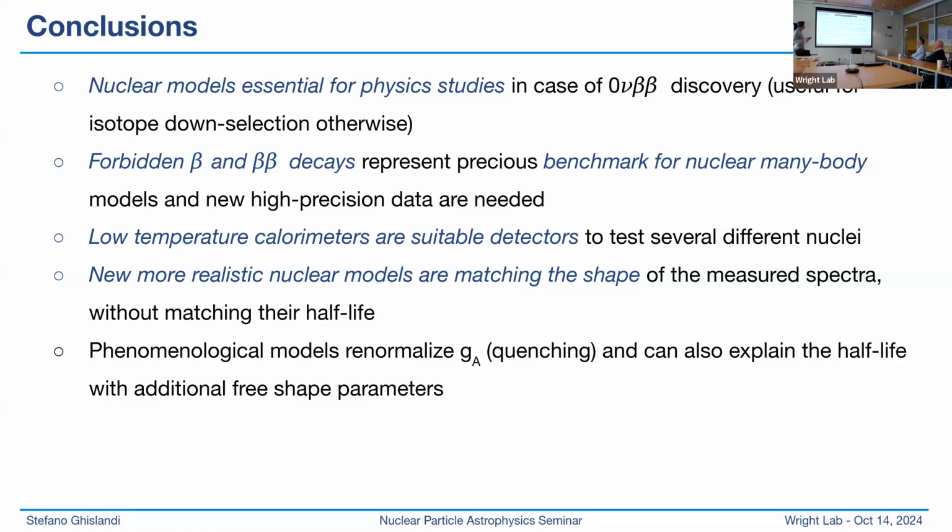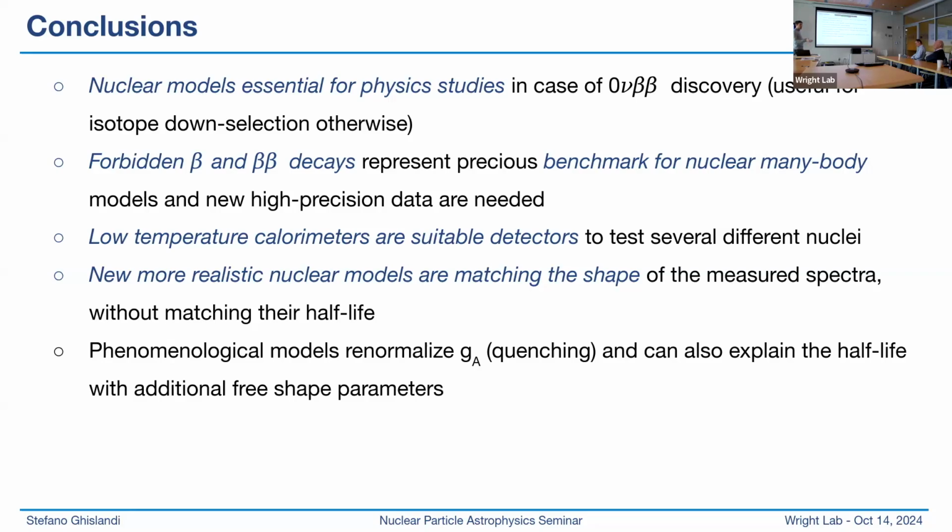Okay. So I hope to have convinced you that nuclear models are really essential to study neutrinoless double beta decay, both in the case of a discovery, because you want to compute the Majorana mass, and also in the case in which you are not really seeing the neutrinoless double beta decay peak, because it helps with the isotope down-selection. So you can actually decide which isotope to invest money in, because these experiments are starting to require a lot of money.